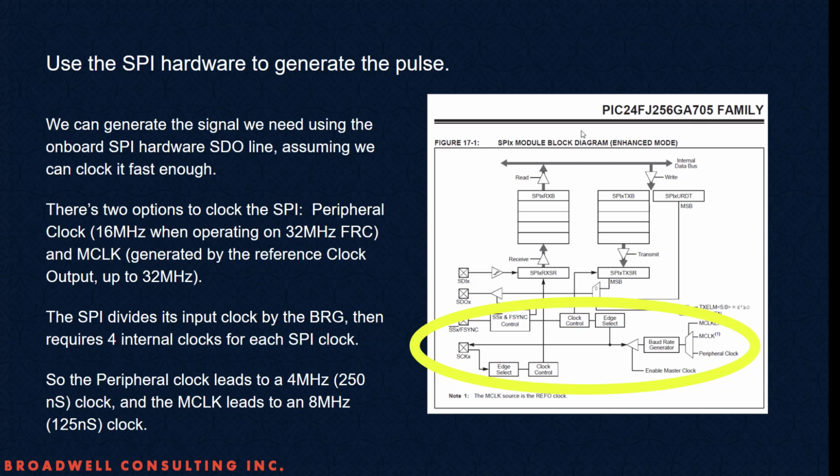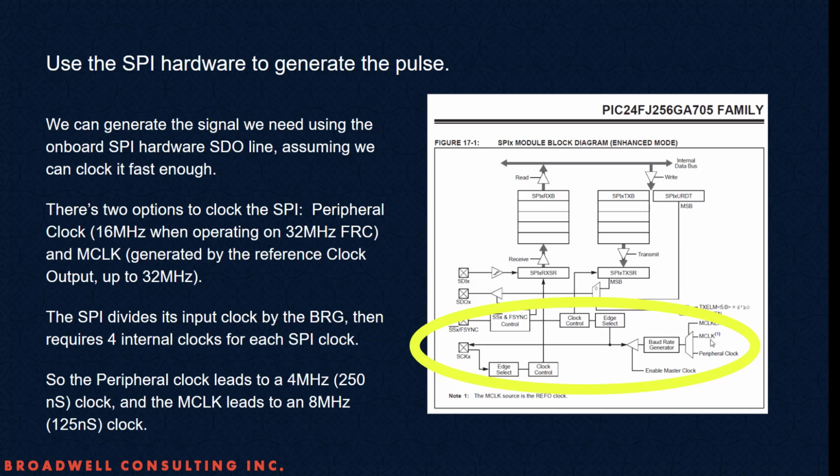The PIC24FJ256GA702 that we're going to be using has an internal FRC oscillator that runs at 32 megahertz. The clock signal can be driven directly by that 32 megahertz clock. So we have 2 options. We can use the 16 megahertz clock that comes from the peripheral, or the 32 megahertz clock that we can get from the frequency reference output, which we'll have to configure separately.